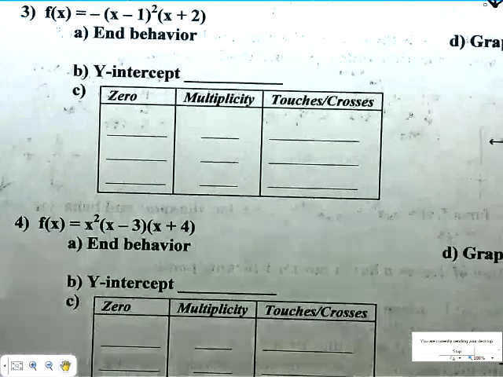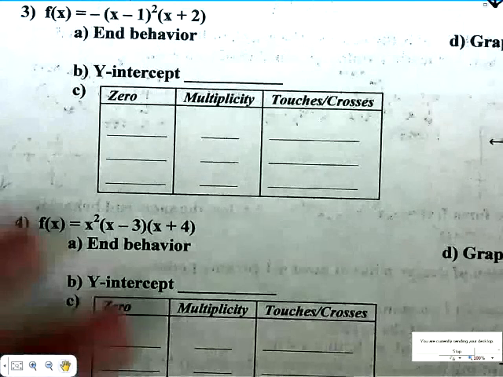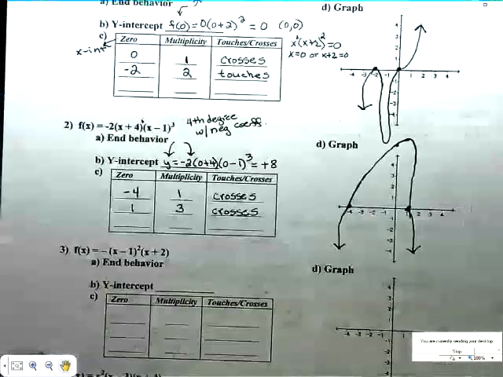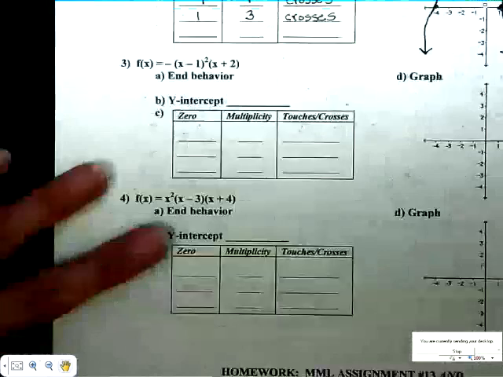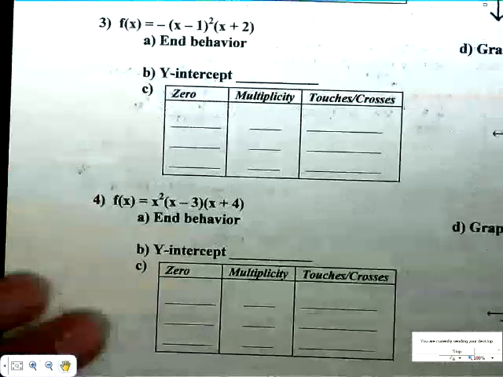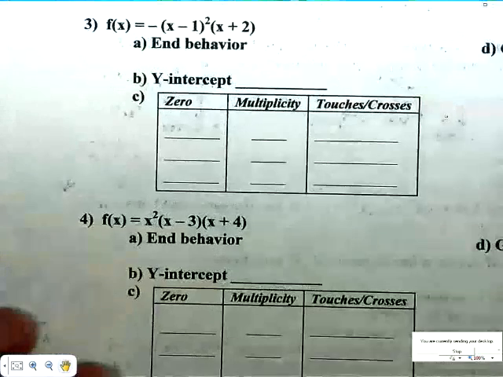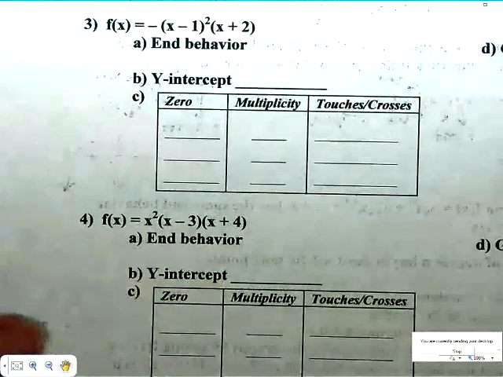Yep. All right, any questions on number 2? All right, number 3. What is the degree of that polynomial?